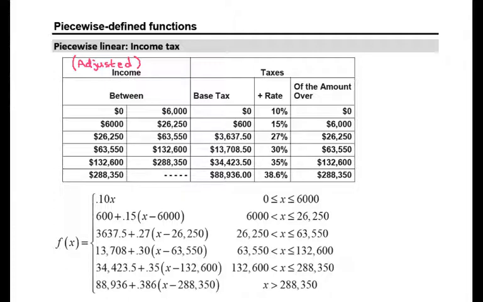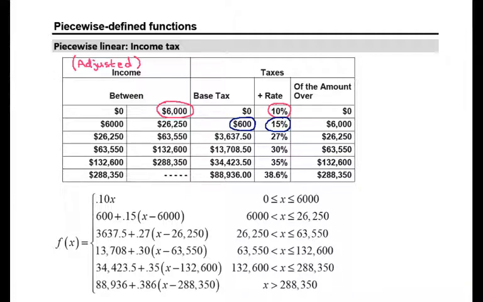much money we made, right? If we make less than $6,000, then we're just paying 10%. It's very simple. Then if we make over $6,000, we pay a higher rate, 15%, but we don't pay it on all of the money. We still only pay 10% of the first 6,000, which is what this 600 represents. Then we pay 15% of the amount over 6,000.